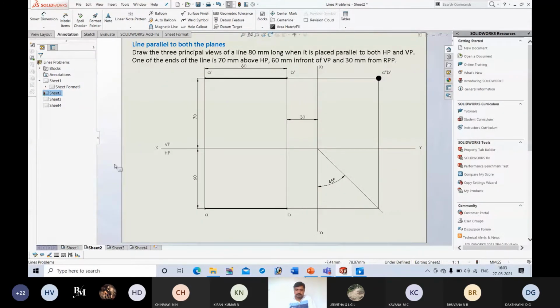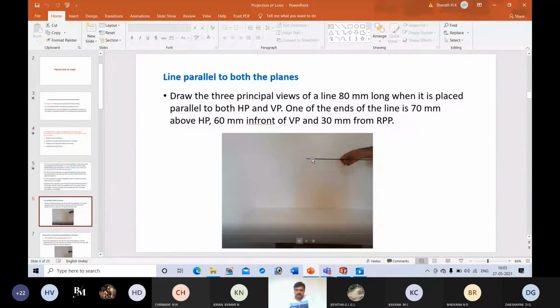Now you can understand, if a line is kept parallel to HP and VP, automatically if you place a profile plane on the left or right, it will be perpendicular to that. Since this line is perpendicular to the profile plane, the profile view will be a point like this one.